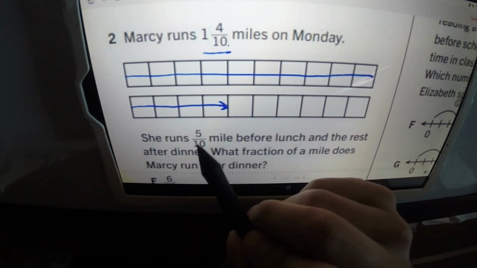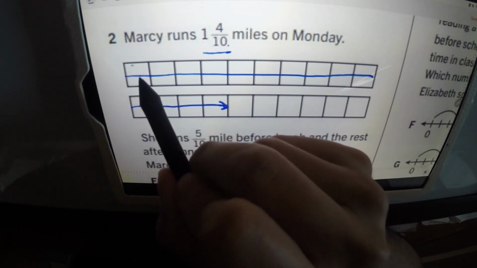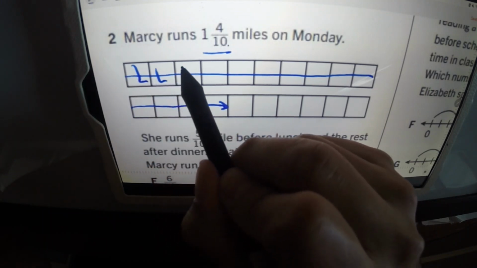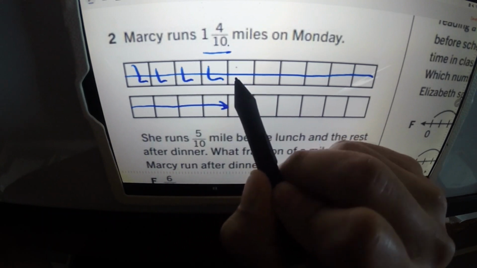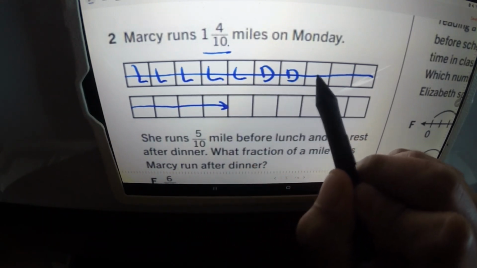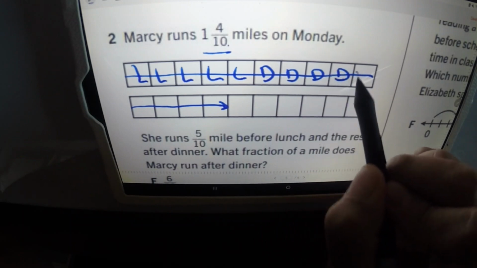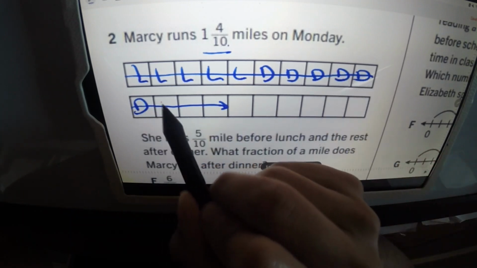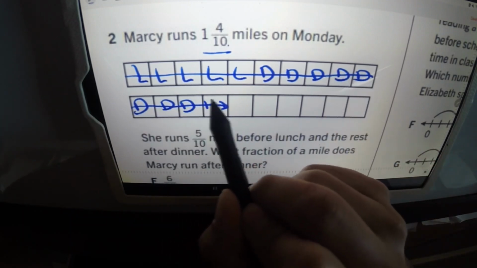She ran 5/10 before lunch, and we'll just put it out here. L for lunch, for before lunch. 2, 3, 4, 5, and then the rest after dinner. So D for dinner, right? This is a D in case you can't read that.